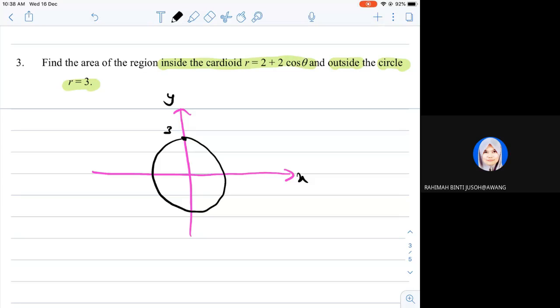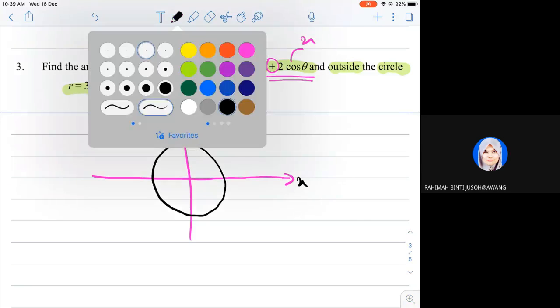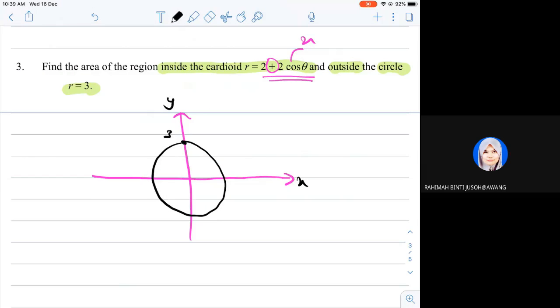And then we have a cardioid. Which side is this cardioid on? Right, left, up or above? What's the major axis? If it's cos, it's the X axis, right? So on the right or left? Right, because positive. So it should be on the right. Okay, so we will have 2 plus 2. So something like this and like this.